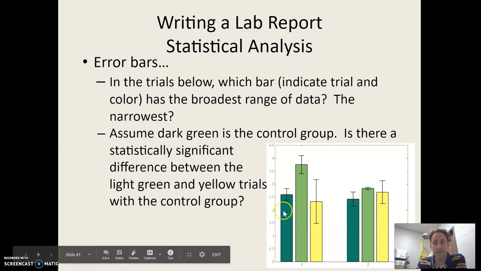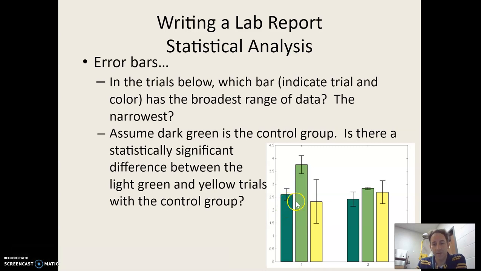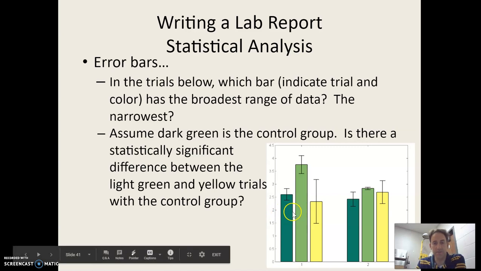Assume dark green is the control. Is there a difference? Well, in this group right here, the dark green versus the light green, you can tell that there's no overlap between these error bars, so we would say there is a statistically significant difference between the light green and the dark green treatments.